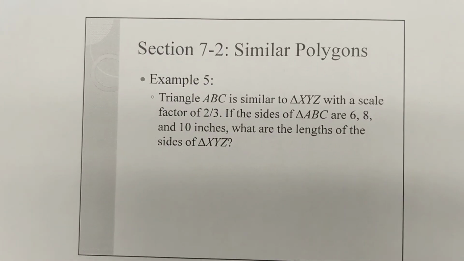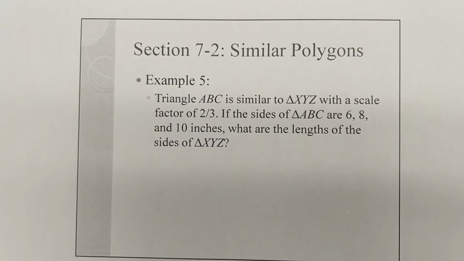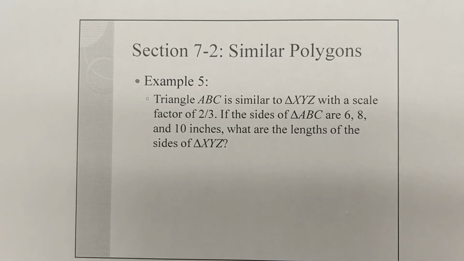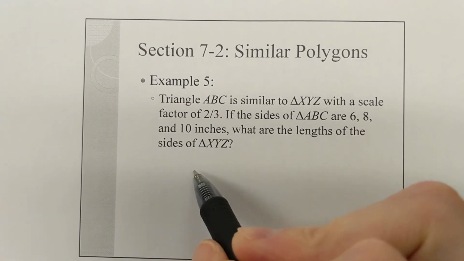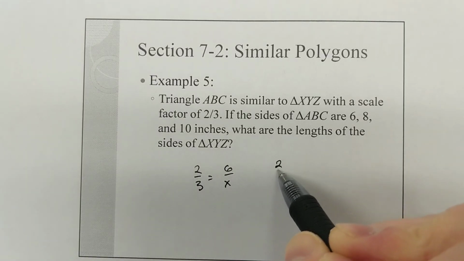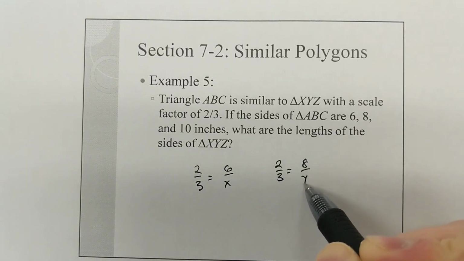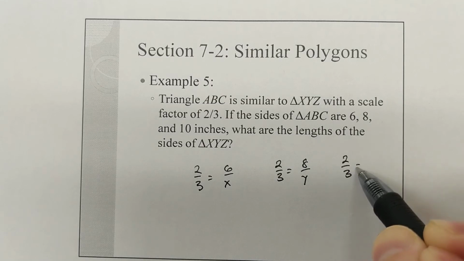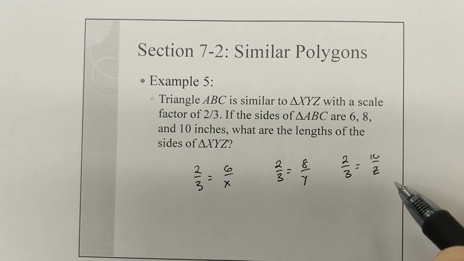All right, last example here. ABC is similar to XYZ with a scale factor of 2/3. If the sides of ABC are 6, 8, and 10, what are the lengths of the sides? So I actually set up 3 proportions, 1 for each side. So 2/3 is equal to 6 over X, 2/3 is equal to 8 over Y, and 2/3 is equal to 10 over Z. And then just solve those.